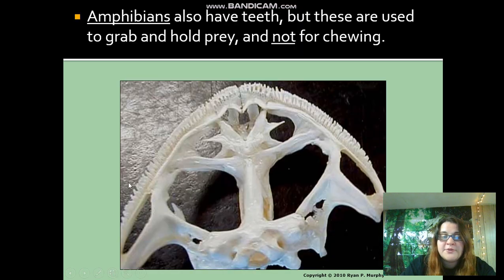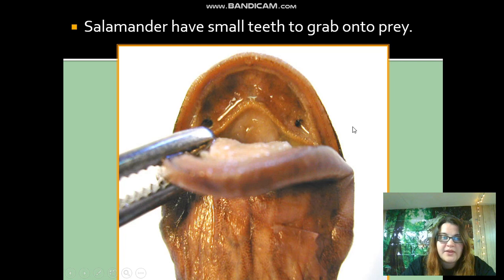Amphibians are also homodonts. Their teeth, again, are not used for chewing, it's just to hold on to prey so that they can then force it down. They just swallow everything whole, just like snakes. This is a frog skull here, and that's what its little teeth look like. Here's a salamander, and it has a row of teeth here, and then another row of teeth back here.